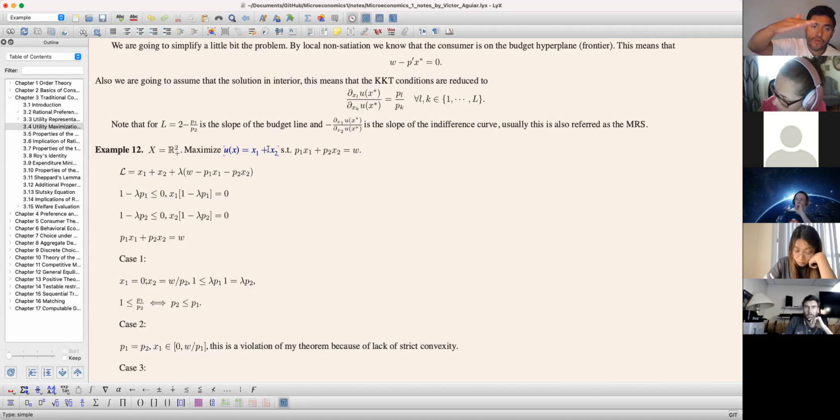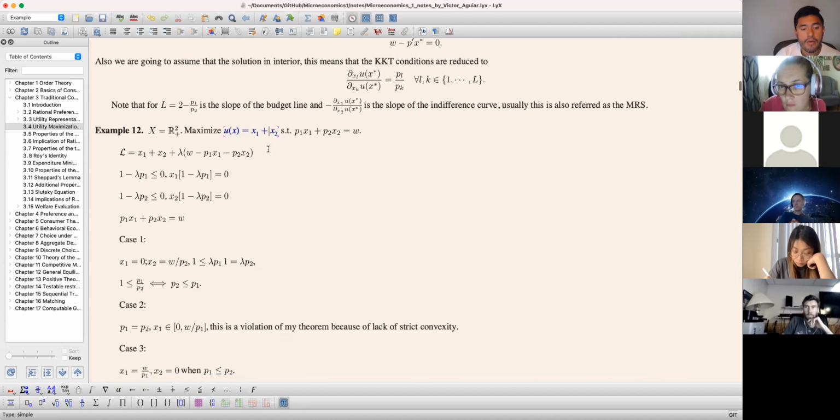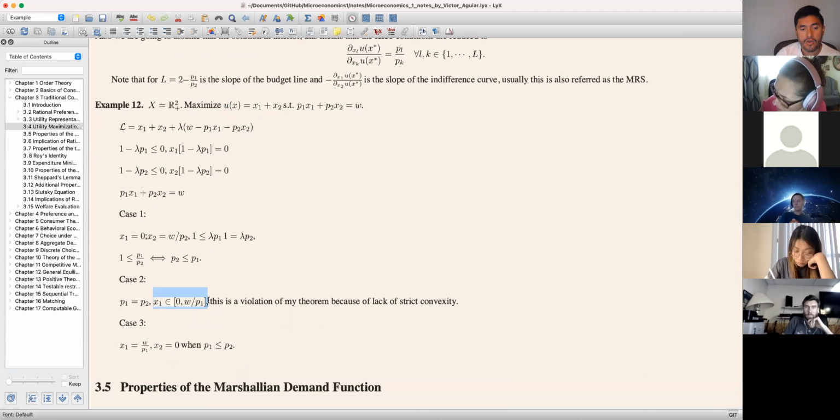In particular, when you're flat, like in this case, so this is a linear utility function, you may have more than one solution. And here you can see that, in fact, there is a continuum of solutions. So anything in the interval 0 to income divided by P1 is a solution. So now, again, let's do the sanity check.